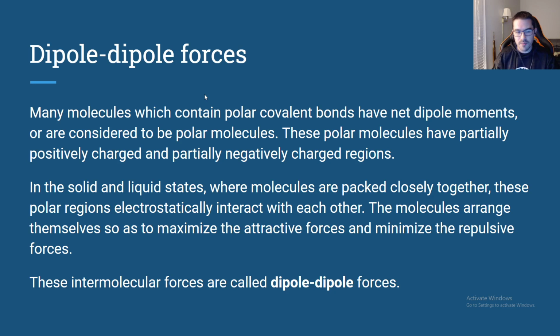All right, so the first type of intermolecular force is generally referred to as a dipole-dipole force, or a dipole-dipole interaction, okay? Many molecules which contain polar covalent bonds have net dipole moments. So think of water, ammonia, okay? Things that are asymmetric in terms of their molecular geometry, and also have those polar covalent bonds. Those molecules have net dipole moments, and we consider those to be polar molecules. Okay? These polar molecules have partially positively charged regions and partially negatively charged regions.